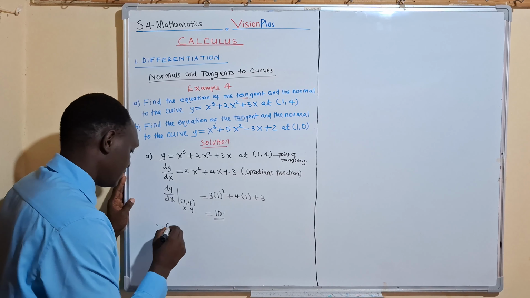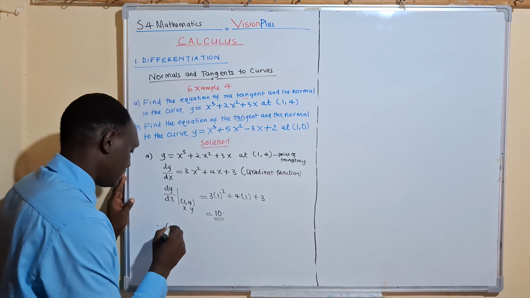After getting c, we come back and substitute for m and c, and that is the equation. Therefore, the equation of the tangent becomes y equals m, m is 10, x plus c, but c is negative 6. That is the equation of the tangent. After getting the equation of the tangent, we need to find the equation of the normal in part A.